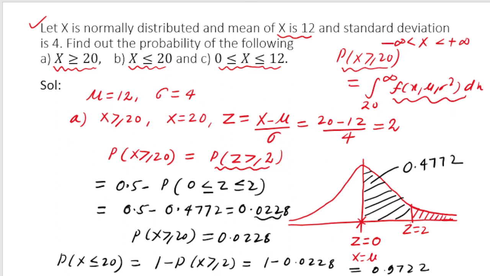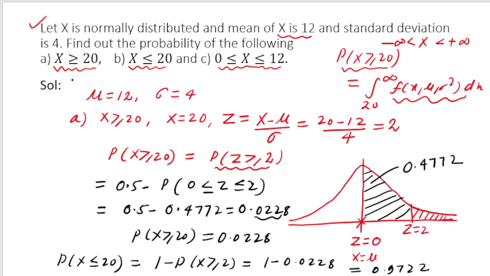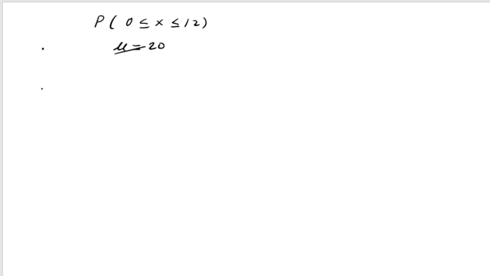Okay, so I hope by now you are clear about this idea of how to calculate the probability. I am going to solve the third part. So I am going to move to the next page, because we don't have the space here. So on the next page I am going to calculate the probability of x taking the value between 0 to 12. So we have to calculate probability 0 less than or equal to x less than or equal to 12. So we have the mu value that is equal to 20. Let me see whether the mu value is 20. No, mu value is 12 and sigma value is 4. So mu value is not 20, mu value is 12 and sigma value is 4.